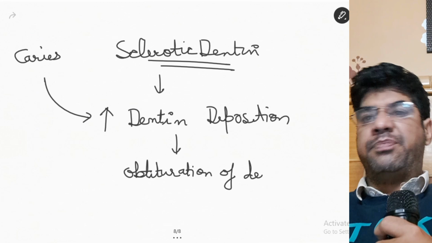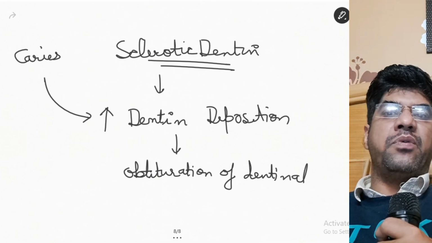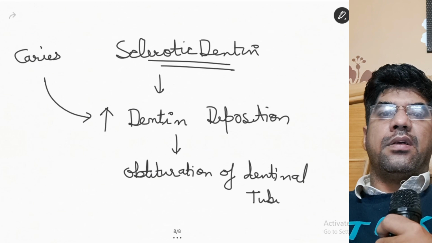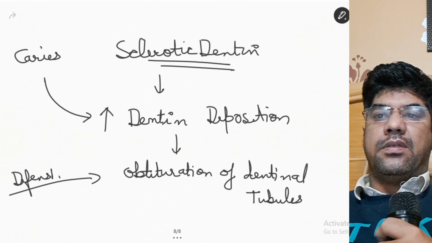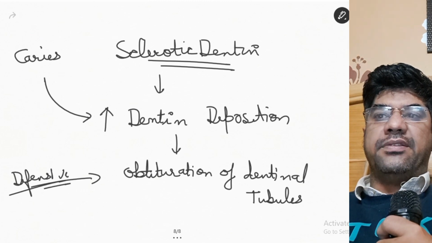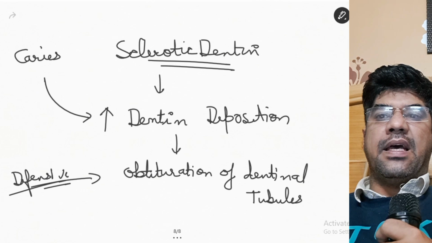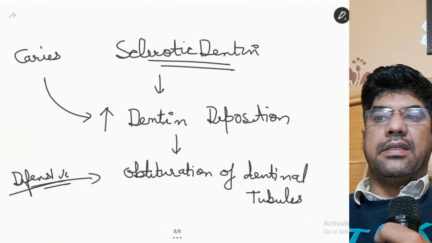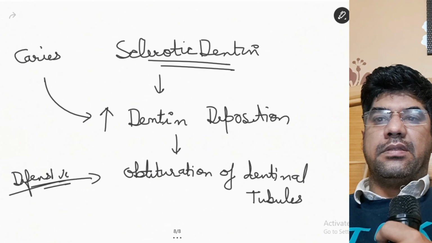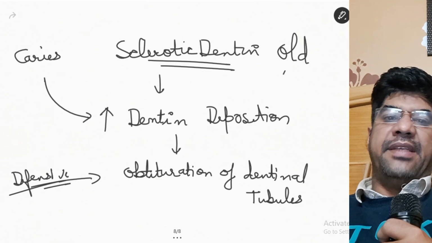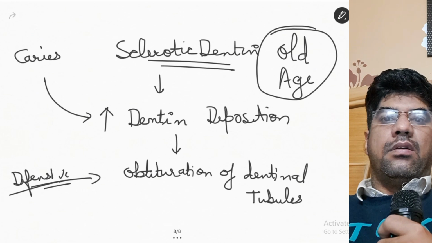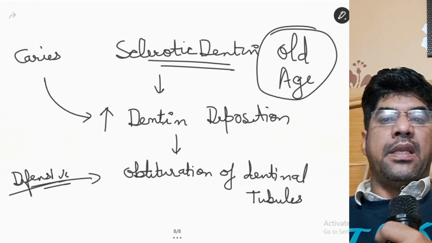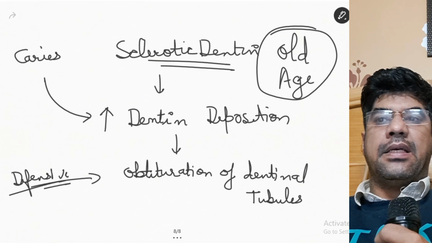It is mostly present in the apical region of the root and below the worn cusp. This dentin will appear dark in reflected light and transparent in transmitted light. It is mainly seen in elderly patients. You will see mineral density is greater here.